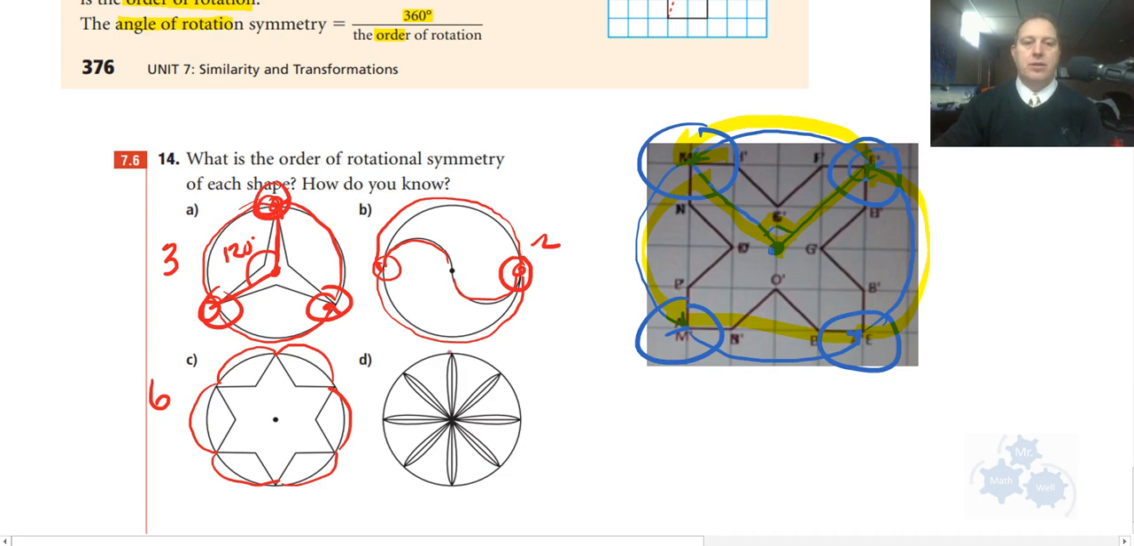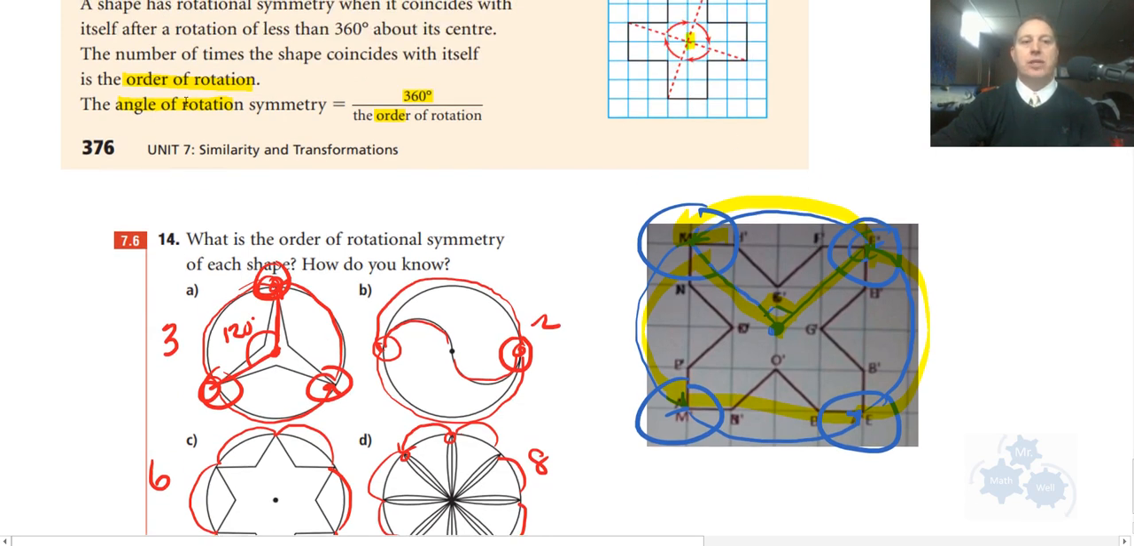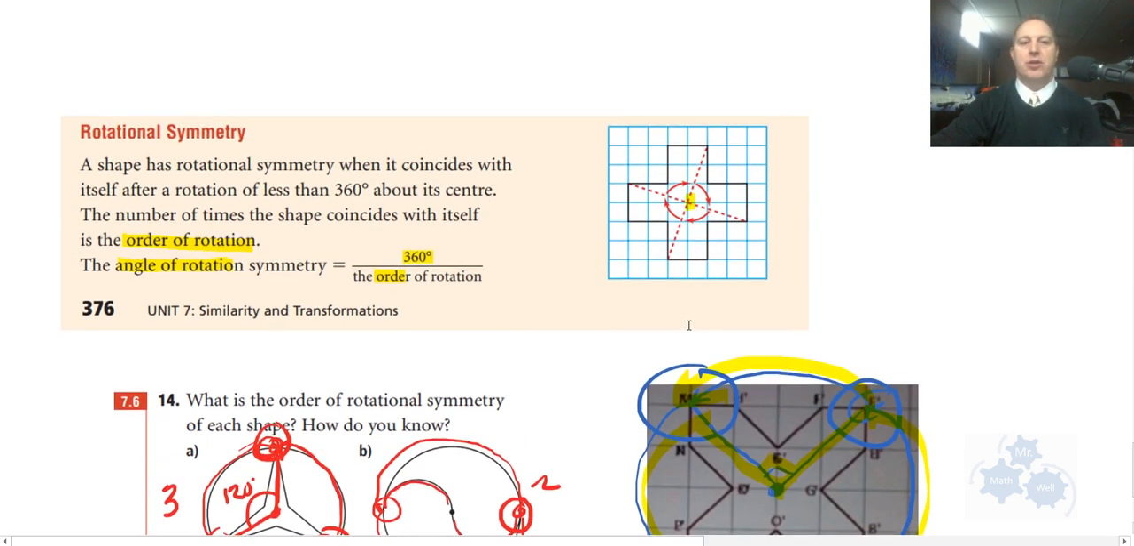Okay, and then you do the same sort of thing because these are all very, very symmetrical. As soon as we hit the next point that's identical, all the other points are going to move in the same way too. So we've got 1, 2, 3, 4, 5, 6, 7, and 8. So this is an order of 8. So rotational symmetry is when you spin the shape around its center, how many times does it map upon itself? And of course the angle of rotation and the order of rotation are something you need to know as well.